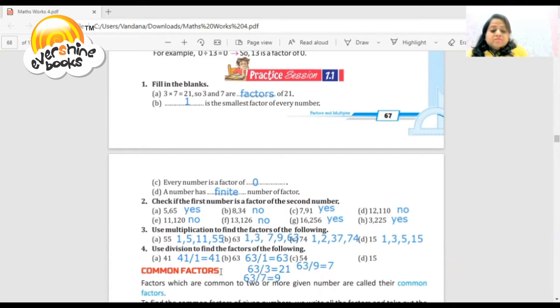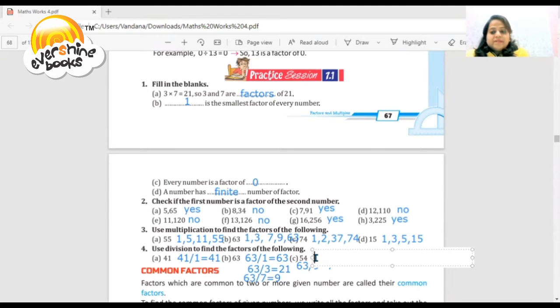So these are your division method to find the factors of the following. Now you have to find the factors of the following, means you have to find the factors of number 54. Okay. So just tell me the factors of number 54. Students, now you have to tell me the factors of 54.